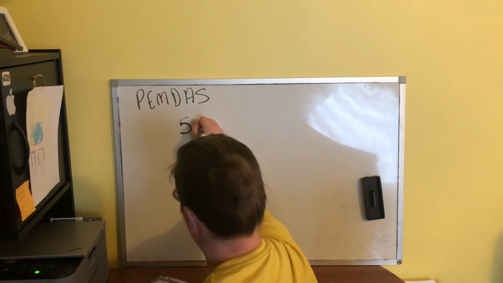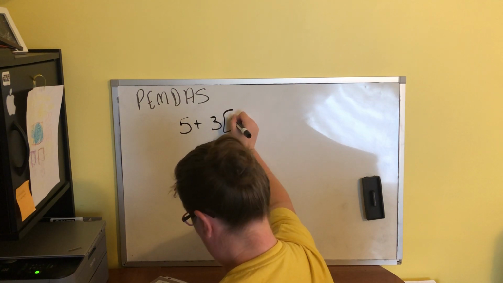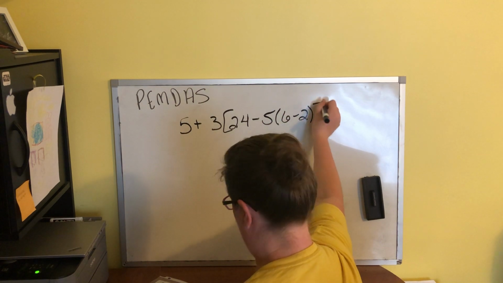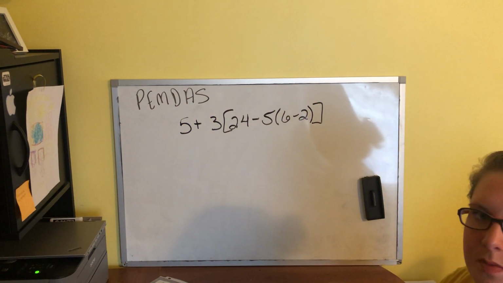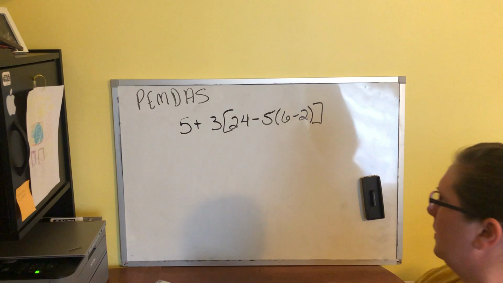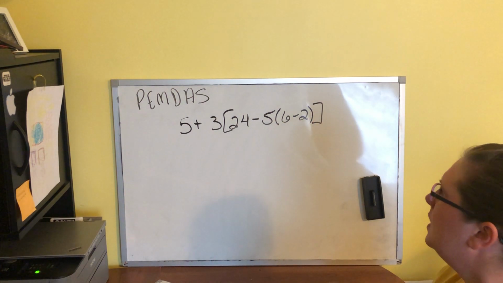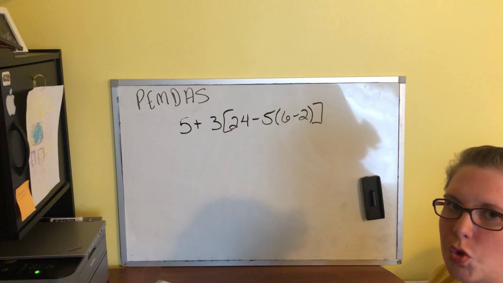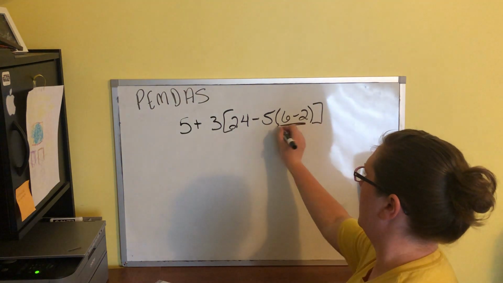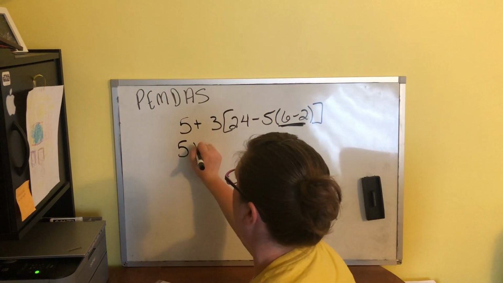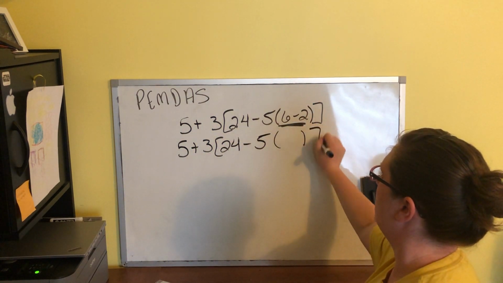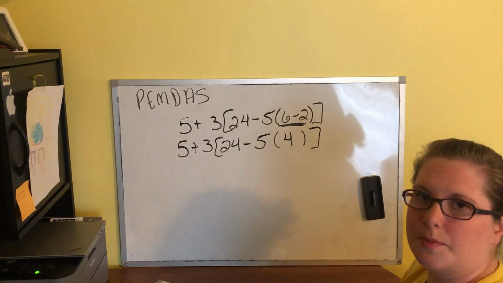Let's do 5 plus 3 times a quantity of 24 minus 5 times a quantity of 6 minus 2. So you notice we have some different grouping symbols this time. We have the parentheses and we have the brackets, okay? The parentheses and the brackets. You always start with your innermost grouping symbol, which is the parentheses. So that's where you're going to start first, is right here in the parentheses, okay? So now I have 5 plus 3 times, now we have the 24 minus 5 times 6 minus 2 is 4, okay?